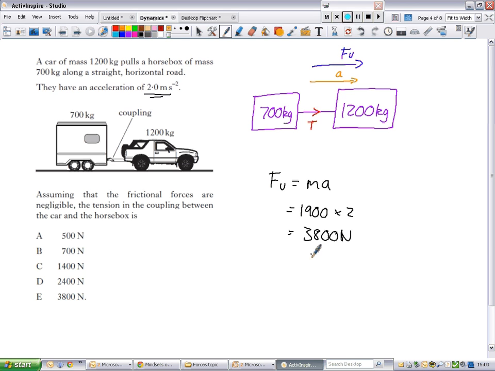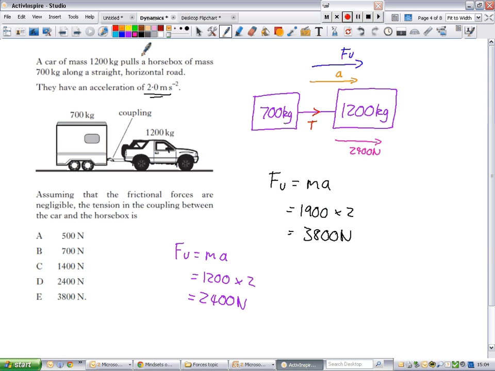The next thing you need to do is figure out what force this object is creating, what unbalanced force is acting on that particular object on its own. So we do F equals MA again. It's accelerating at 2 meters per second squared. Even though it's attached to this, this is accelerating at 2 meters per second squared, and so is this. So if we just look at the mass of that on its own and multiply by 2, we get 2,400 newtons acting on this alone.